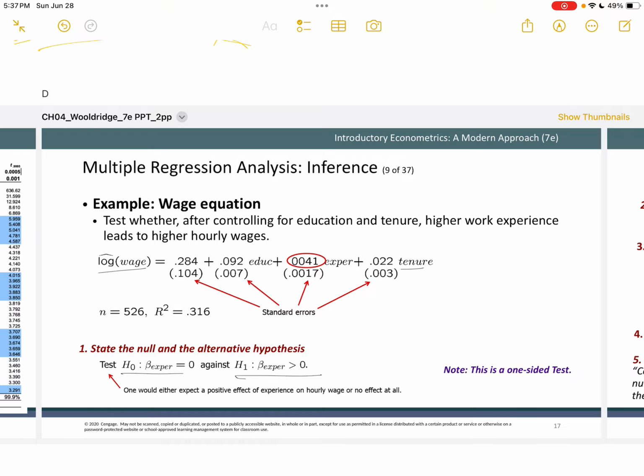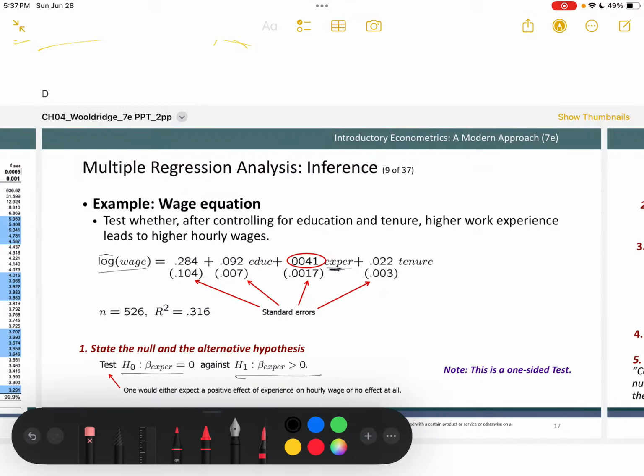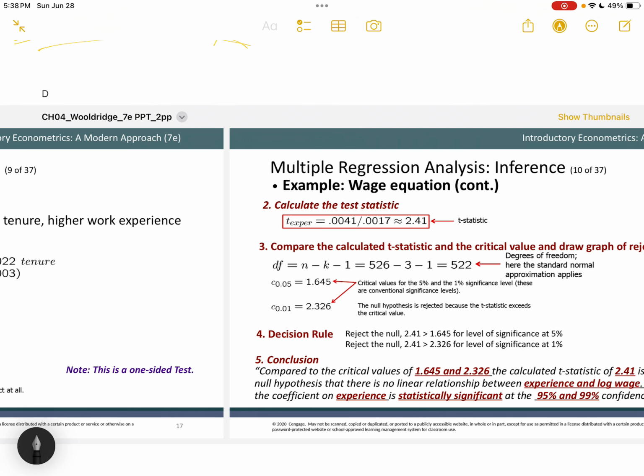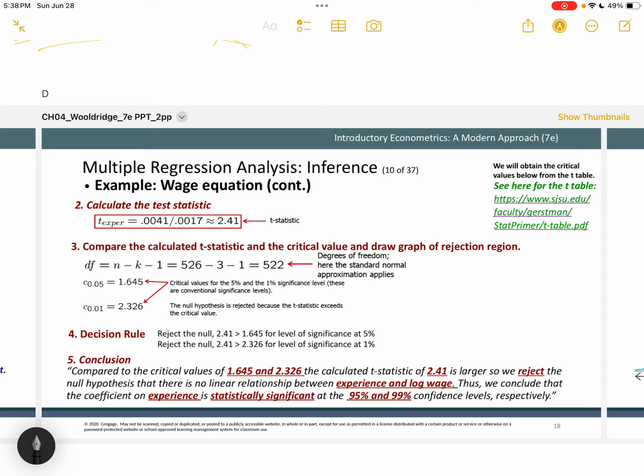So we are working with higher work experience. We're testing whether experience and wages have a positive relationship. I'm telling you, when I'm in that zone, ooh. Pardon me for that. We are testing whether experience and wages are positively correlated. So as experience increases, does wage increase too? And so we have beta experience equals 0 for the null and beta experience greater than 0 for the alternative hypothesis. All right.